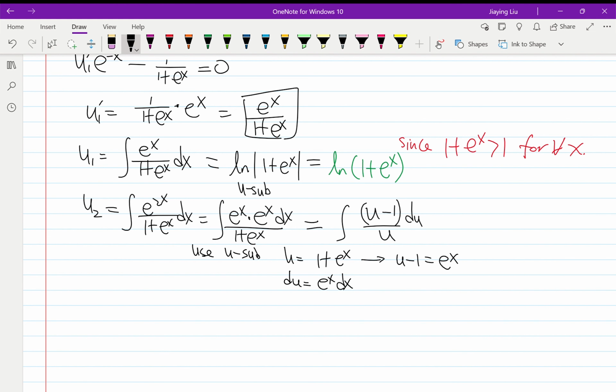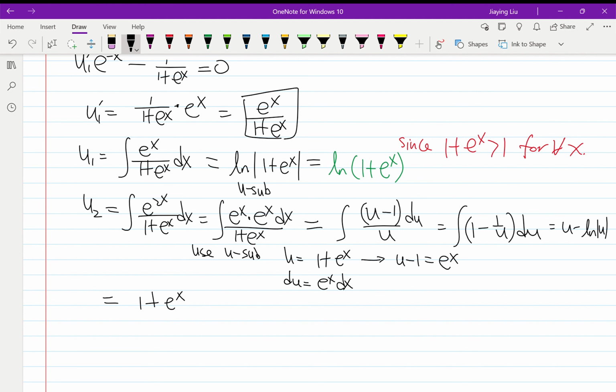And if we split that fraction, so we're integrating 1 minus 1 over u du, and then we end up with u minus natural log absolute value of u again. So substitute for u at the end, so we get 1 plus e to the x.